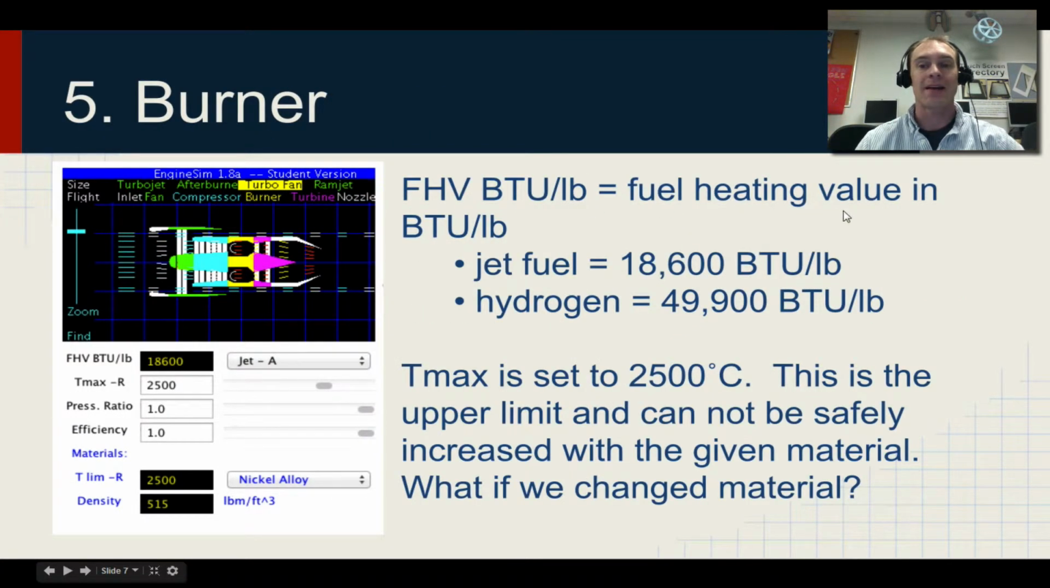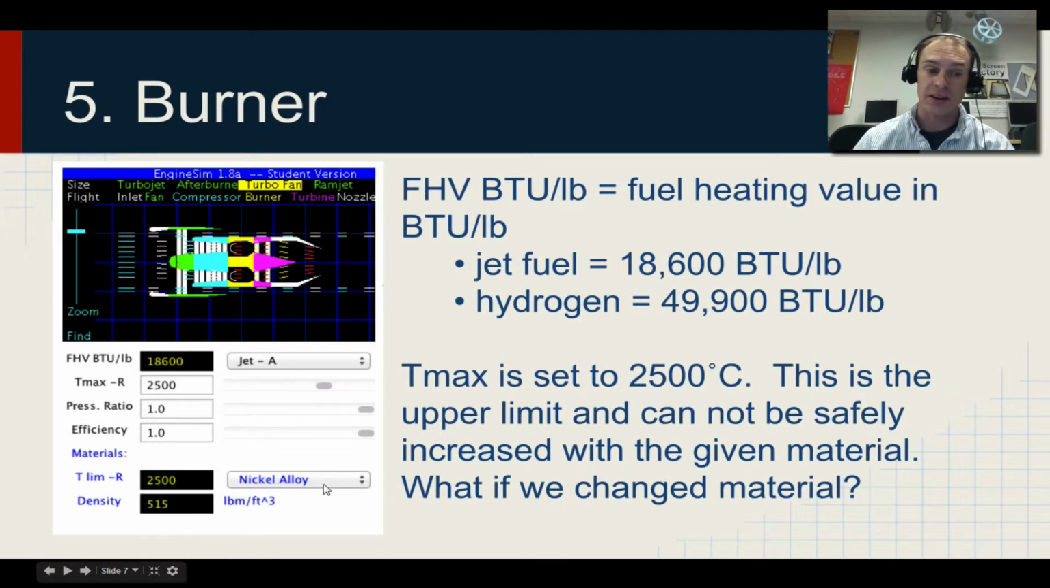Burner, the fuel heating value is in BTU per pound. FHV is fuel heating value. Jet fuel is 18,000. Hydrogen is 49,000. We're using jet fuel, so make sure you keep it at Jet A. Temperature max is set to 2,500 degrees Celsius. This is the upper limit and cannot be safely increased with this given material.